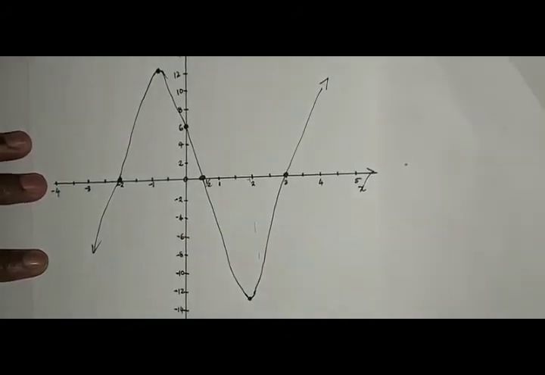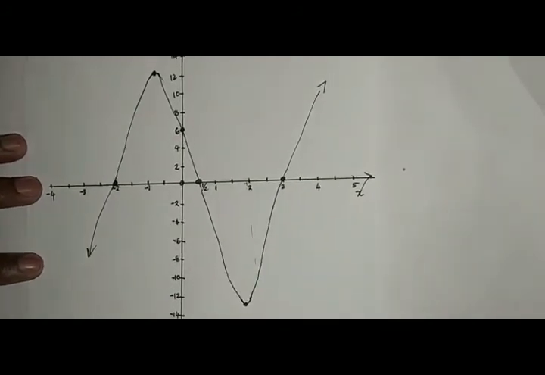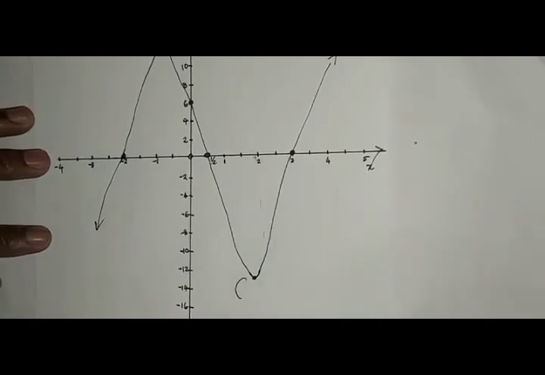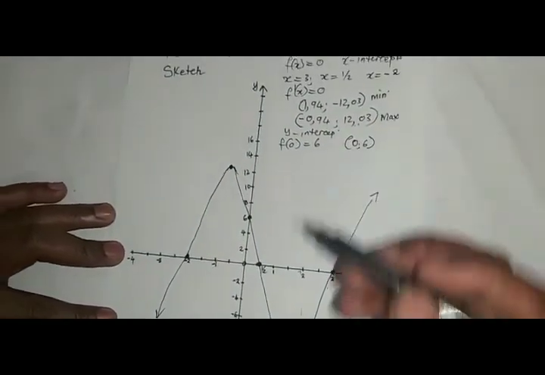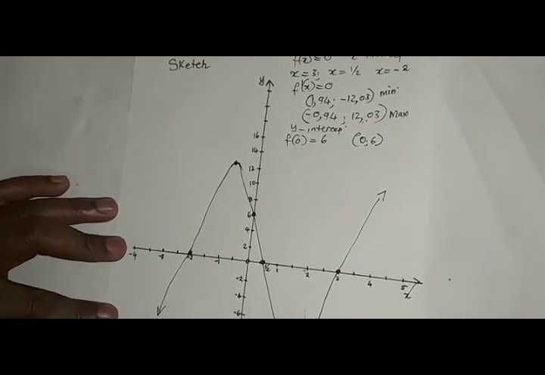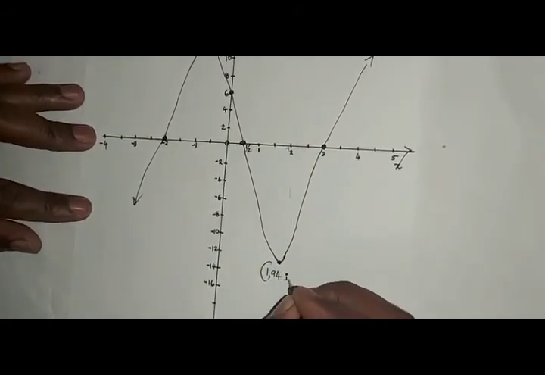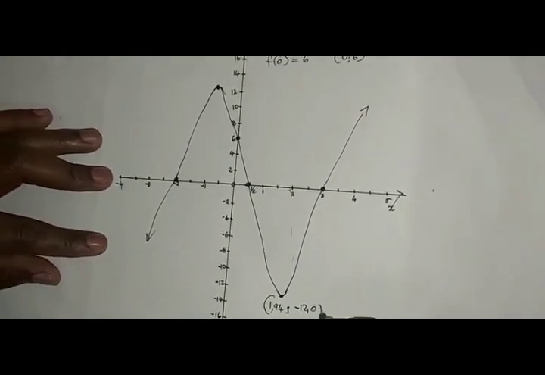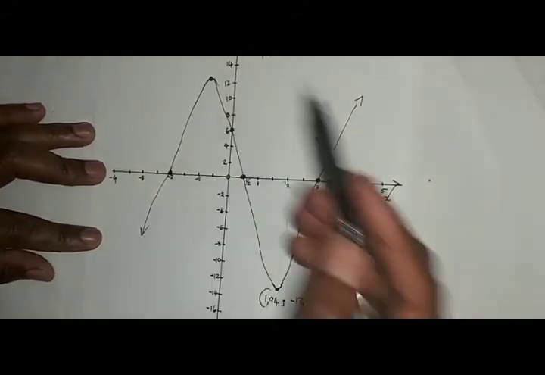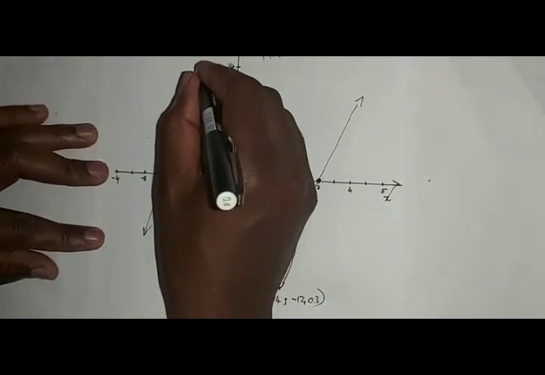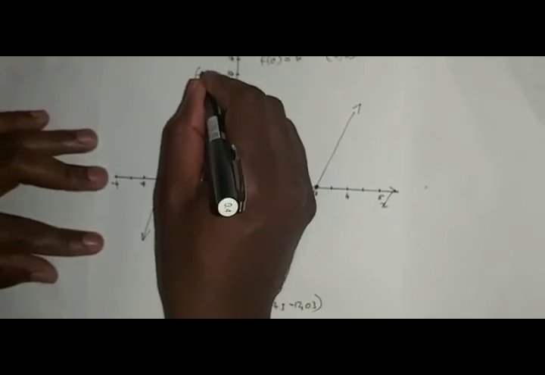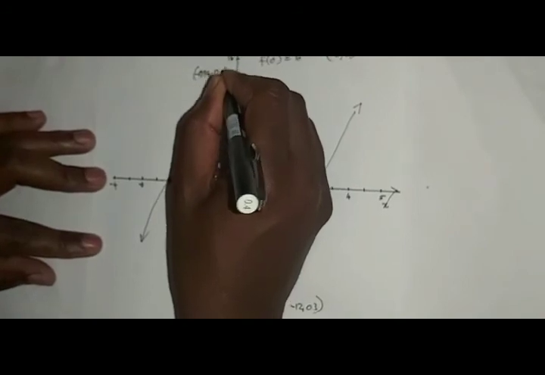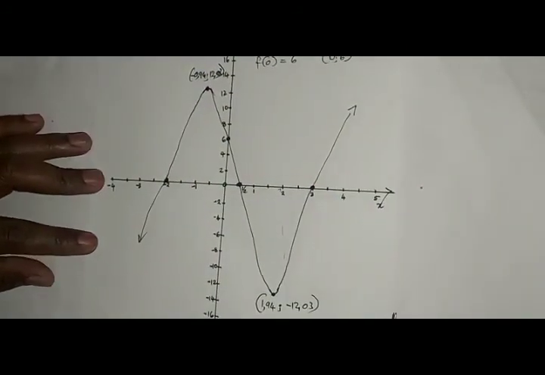This is how you sketch it, and you must also make a habit of writing the coordinates of your turning points. The minimum turning point is (1.94, -12.03). Then our maximum turning point there will be at (-0.94, 12.03). That's how we sketch our graph.